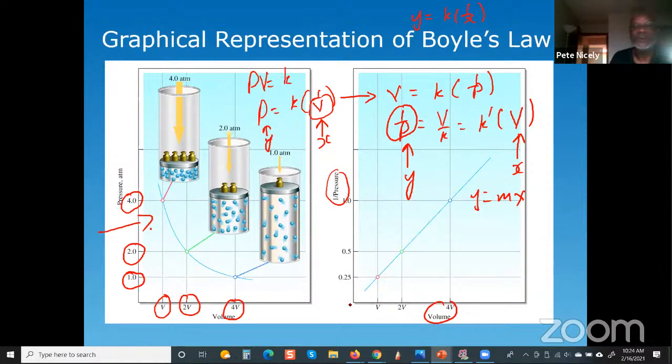And of course, you can do things with the straight line. For example, you can find out where it intercepts on the y-axis. In this case, it should intercept at 0. And you can find out what the slope is, which is equal to m, all right? Okay, so those are just two ways of graphically representing Boyle's law.